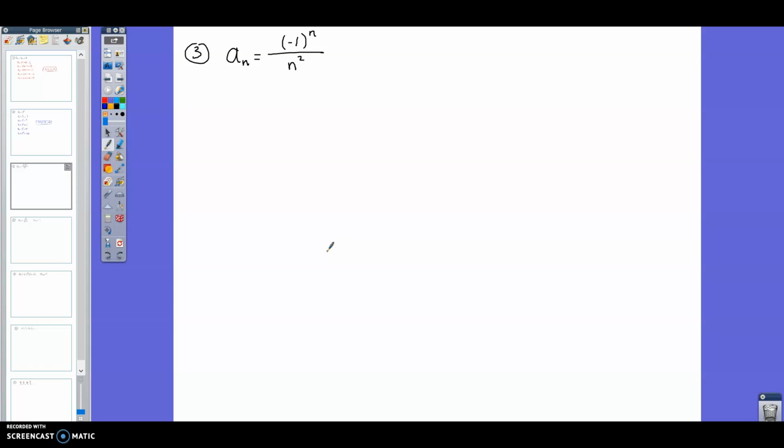Okay, so here we're still trying to find the first 5 terms. To find the first term, we're going to plug in a 1. Now there's multiple n's here, so we plug it in for every single n. So we're going to have negative 1 raised to the first over 1 squared. Negative 1 to the first is negative 1. 1 squared is 1. And if we divide that out, that's negative 1.